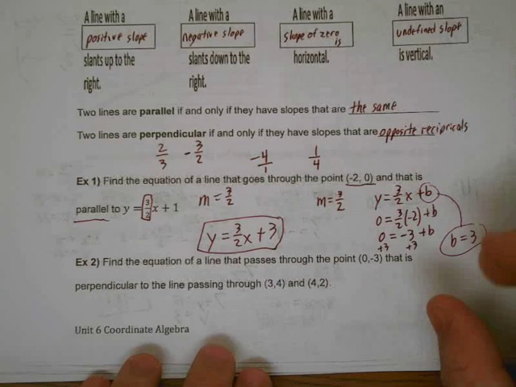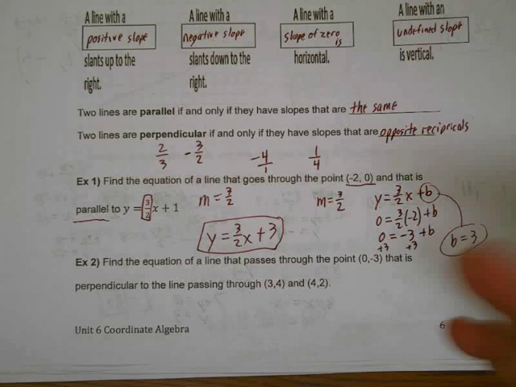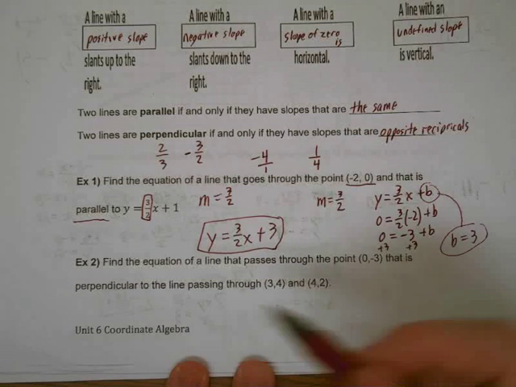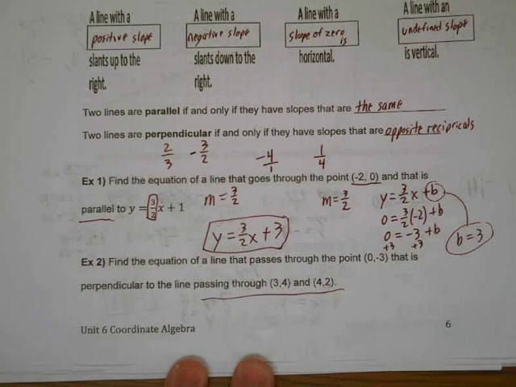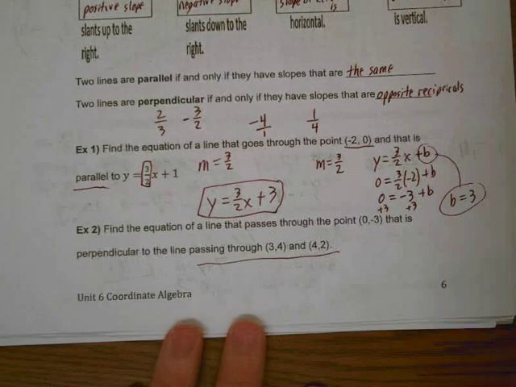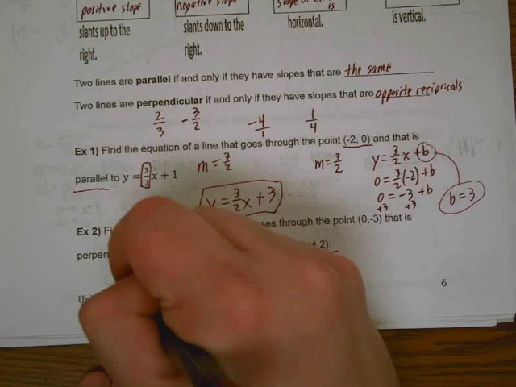Now, in example 2, we are asked to find the equation of a line that passes through the point (0, -3), that is perpendicular to the line passing through the points (3, 4) and (4, 2). Notice this time they don't give us an equation, so it's left to us to find our own slope. Our original line passes through these 2 points. So what we need to do is plug those 2 points into the slope formula that we had above.